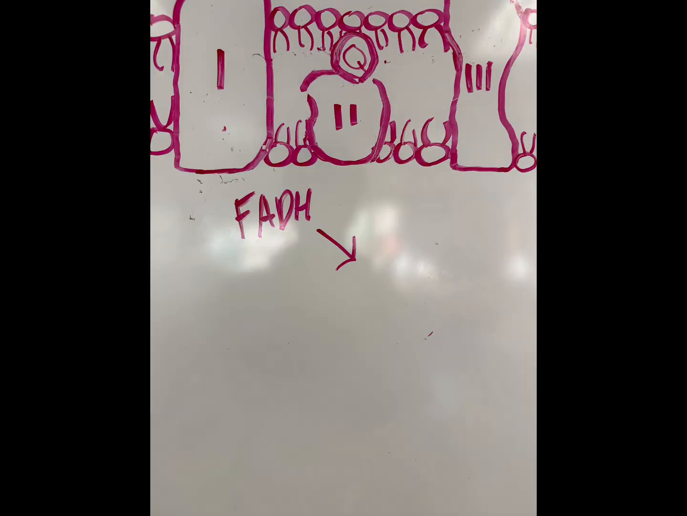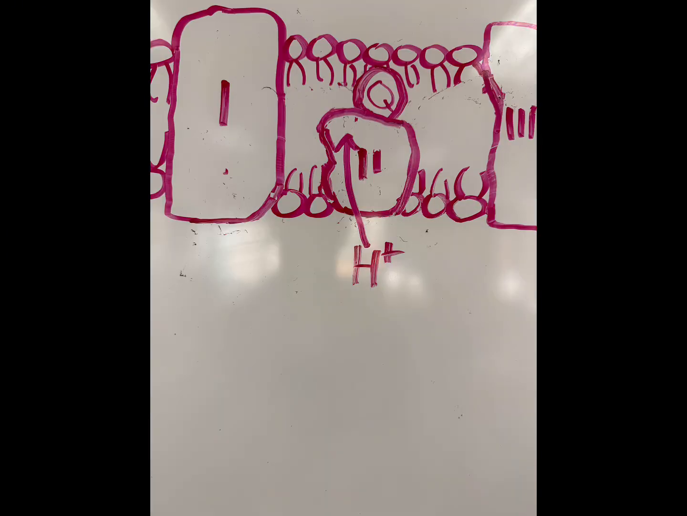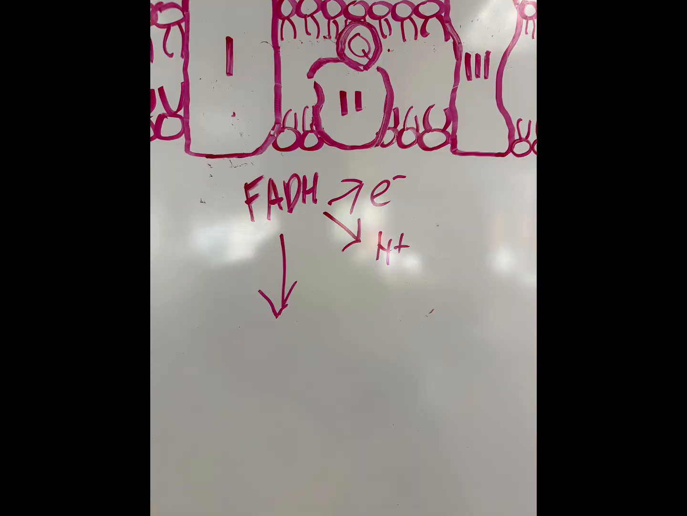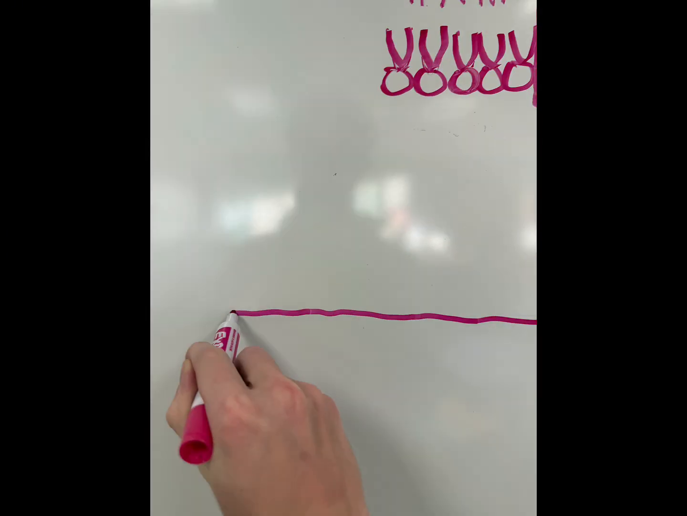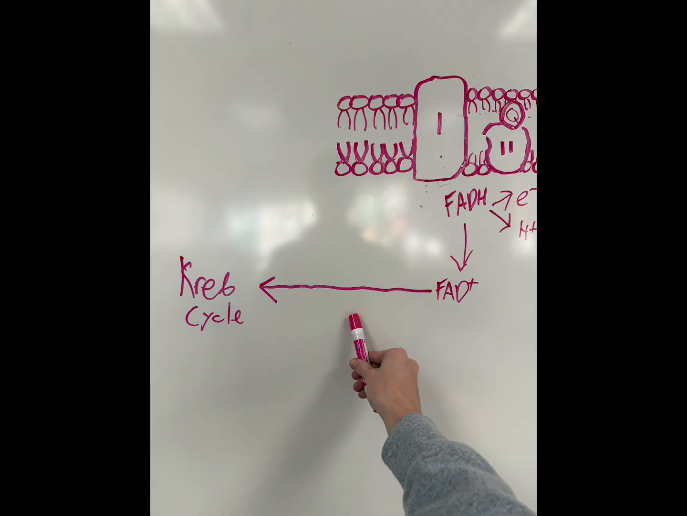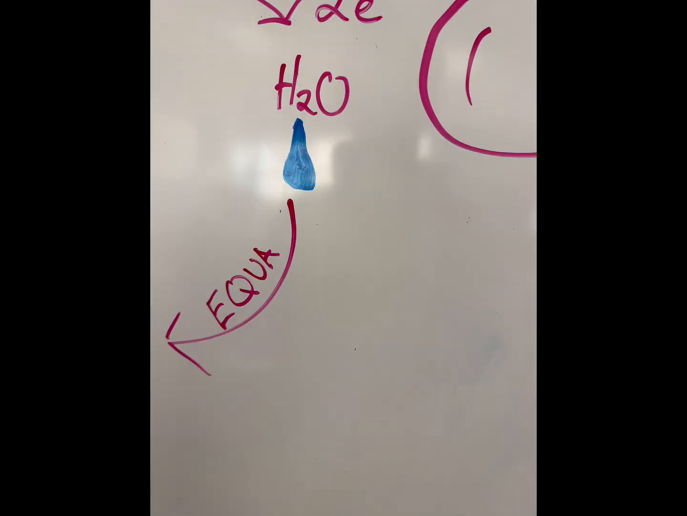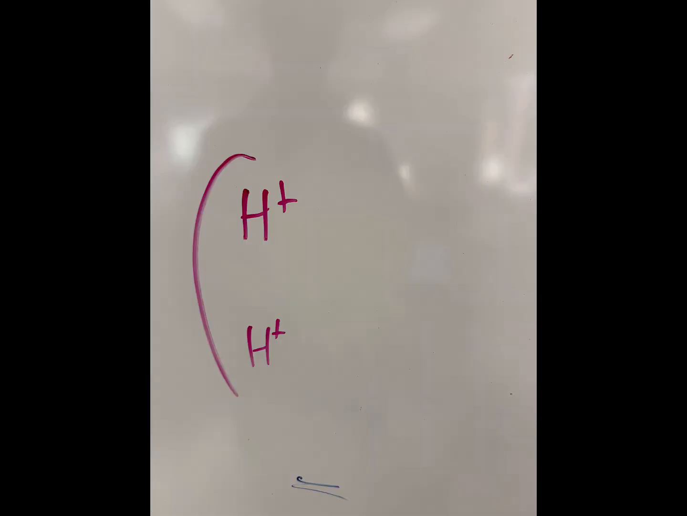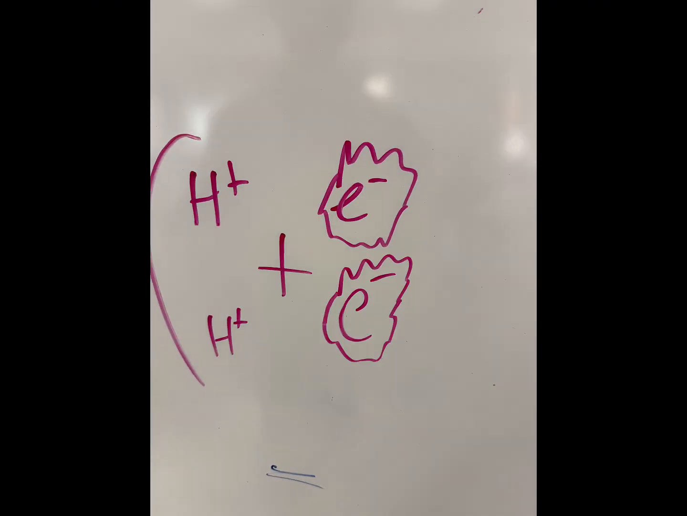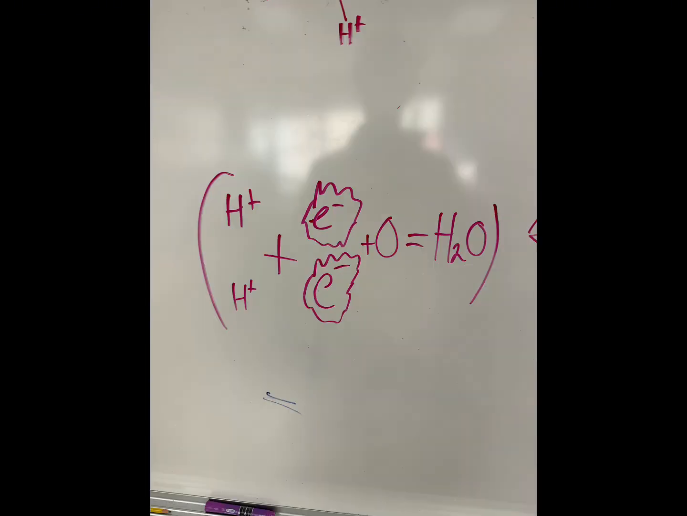Then FADH2 comes along and turns into a proton and electron, as well as FAD. FAD goes back to the Krebs cycle. The electron goes through and turns into 2 electrons and water, and then there's actually an equation. The equation is 2 protons plus 2 charged electrons plus oxygen equals H2O. This happens twice.